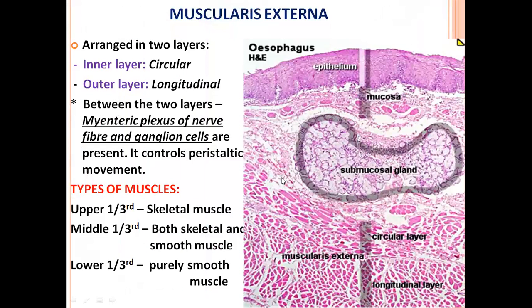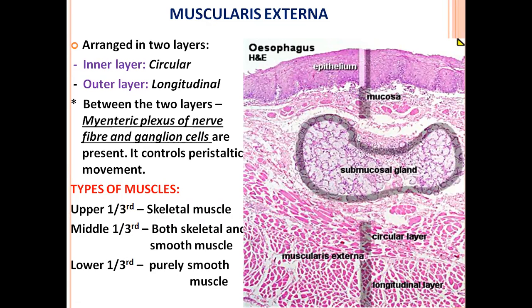Okay, then we are coming to the next layer, that is the third layer, where we have muscularis externa. In the muscularis externa, we have two layers. The inner layer is circular, the outer layer is longitudinal. Between the circular layer and longitudinal layer, we have a nerve plexus, which is called the myenteric plexus of nerve fibers, and we also have ganglion cells, which are actually controlling the peristaltic movements of the esophagus.